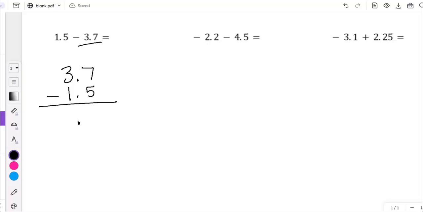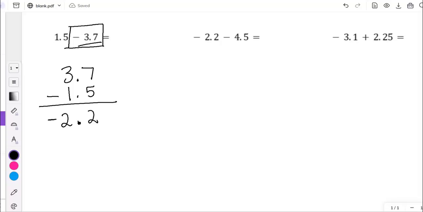Okay, then you need to subtract. So 7 minus 5 is 2, and 3 minus 1 is 2. Okay, then you need to decide whether it's positive or negative. Well, since 3.7 was my bigger number and it was negative, that means my final answer would be negative. If the bigger number is negative, my final answer will be negative.